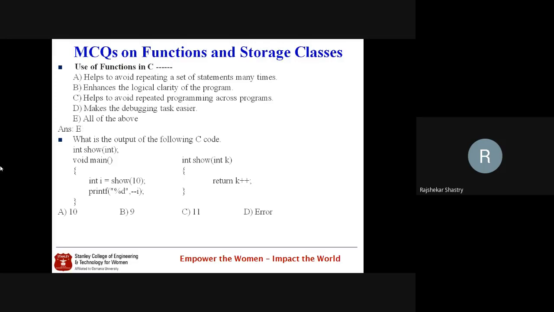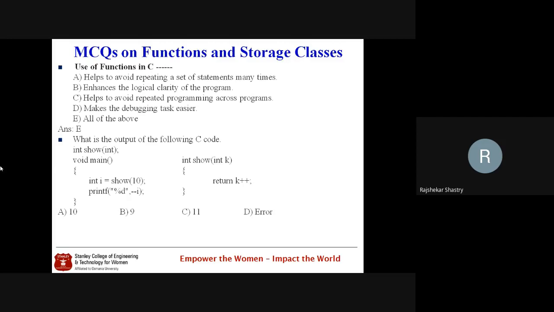E is the answer. Then comes, what is the output of the following C code? B, sir. 9. Oh, no, 10. Let me check. I'm calling the show function by passing a constant 10, which is copied into K, and K is post-incremented. That post-incremented value, I'm returning.